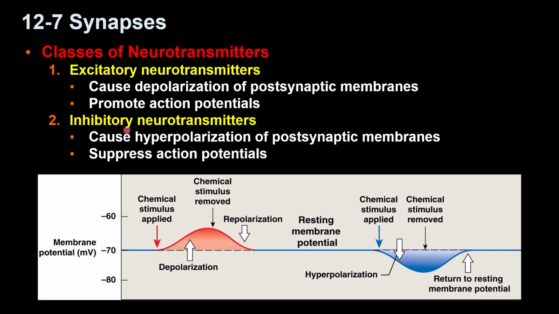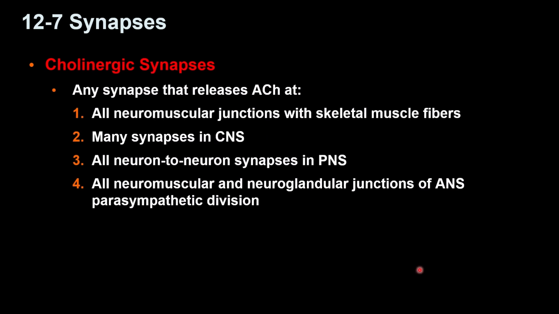While an inhibitory one moves it further away from the threshold. So you see it's negative 70, now it's close to negative 80, further away from the threshold. So this will cause hyperpolarization, which means less likely to have an action potential, so inhibiting transmission of information.